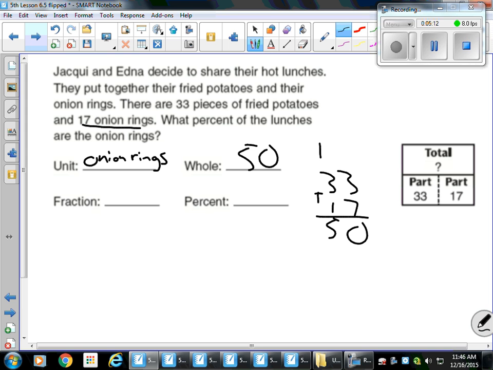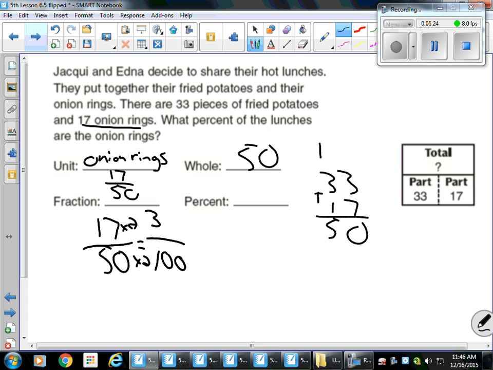Onion rings are 17, so my fraction would be 17 over 50, because that's my total. I don't need a calculator for this, because I know 50 can go into 100. I'm going times 2, I'm going times 2. Gives me 34 over 100, which would be 0.34, which would be 34% for an answer. Onion rings. That looks like a 37. There's a better 34. Okay, let's keep going.